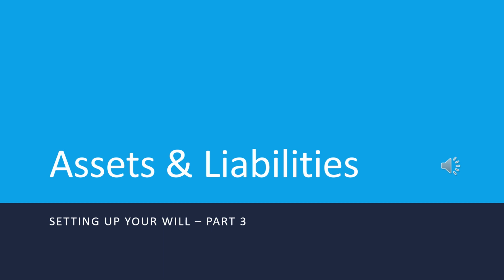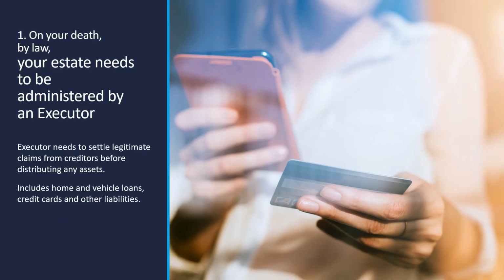One thing we get asked by clients is why we require a list of assets and liabilities in our system. We do this quite deliberately, and there are two important reasons for this. The first, on your death, by law, your estate needs to be administered by an executor. Before the executor can distribute any assets, he or she needs to settle any legitimate claims from creditors. This could include home and vehicle loans, credit cards, and other liabilities.